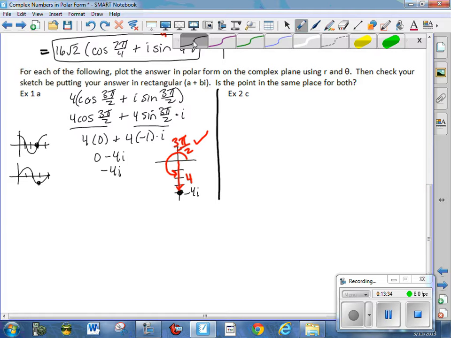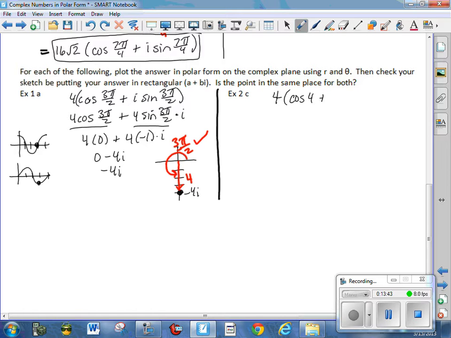2C says that I got, for my polar form of my imaginary number, 4 times cosine 4 plus i sine of 4. Putting it in a plus bi form would be 4 cosine 4 plus 4 sine 4 times i. So I have to figure out what those two numbers are. Those are not special angles, so I have to do that on my calculator. When I do that on my calculator, I get negative 2.614 minus 3.027i. So the question is, if I graph that, does that look the same in rectangular form and polar form?